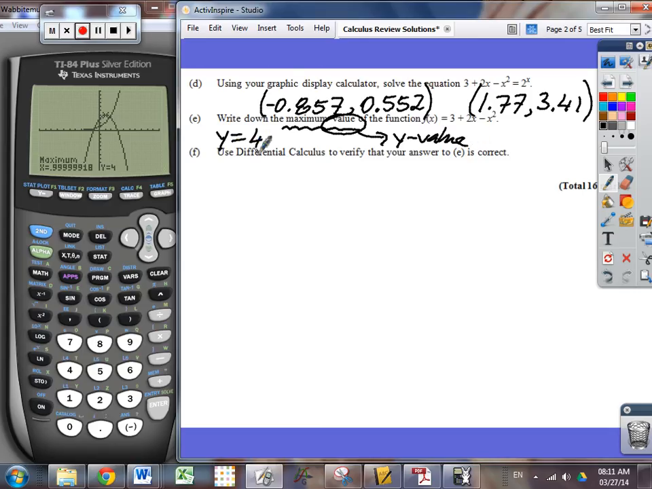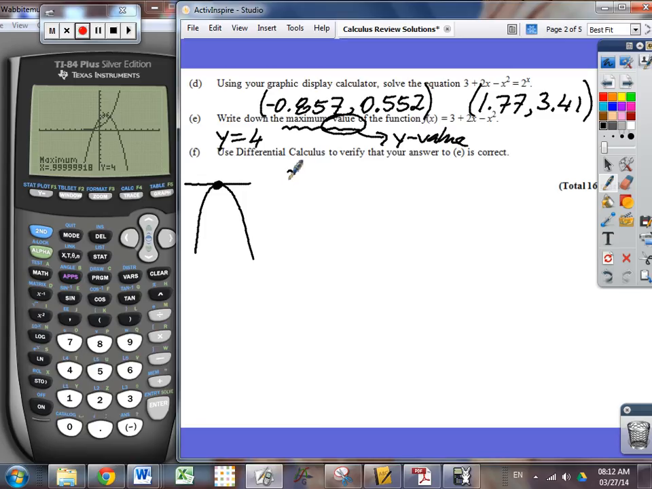Now we need to use differential calculus to verify that the answer to E is correct. Differential calculus, if you think about what's going on, we've got some parabola, we know that we want to find the location of the maximum, we know that a maximum is a stationary point, we know that at a stationary point the tangent slope is 0, and we know that the tangent slope is the derivative.